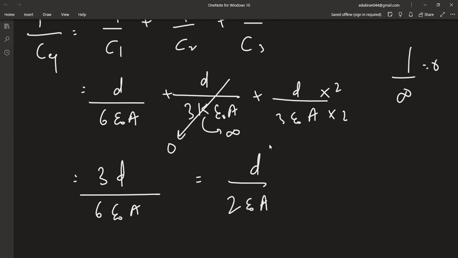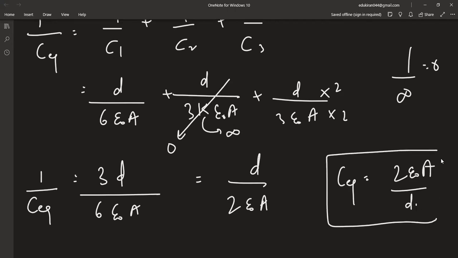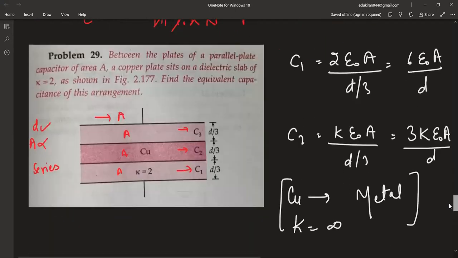Is this my final answer, class? Yes or no? Yes, ma'am. No. Look, this is the mistake that you will make in the exam. Be careful with this. This is 1 by C equivalent. C equivalent will be 2 epsilon naught A by D. So whenever you're handling questions of capacitors, be careful with this. Yes, Austin, good, reciprocal.